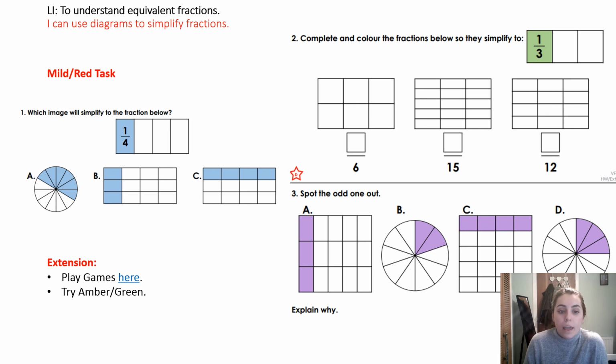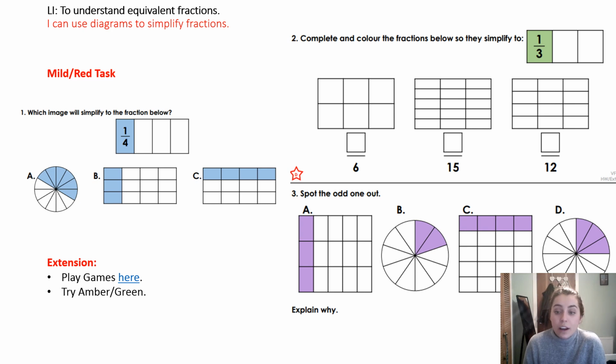Okay. And for question 2, complete and colour the fractions below so that they simplify to 1/3. Okay, so something over 6 simplifies to 1/3. What was the numerator? Okay, so you've got to basically show me what is equivalent to 1/3. Okay, something over 6. So this has been divided up into 6 equal pieces. How many of those show 1/3? Same for this one and same for this.